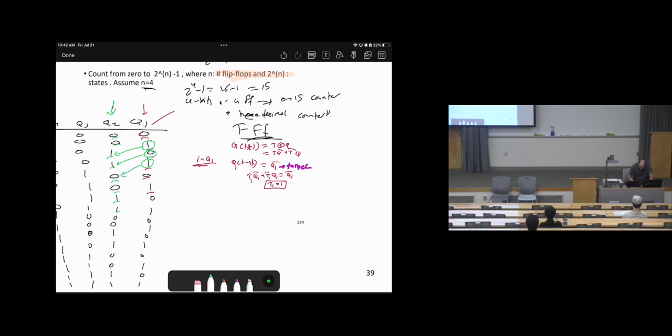So we can say in Q2, when Q1 equals 1, what will happen? It changes the status of Q2. So as a result, we can say that when Q1 is 1 it changes the status, which gives Q1 Q2 bar plus Q1 bar Q2.